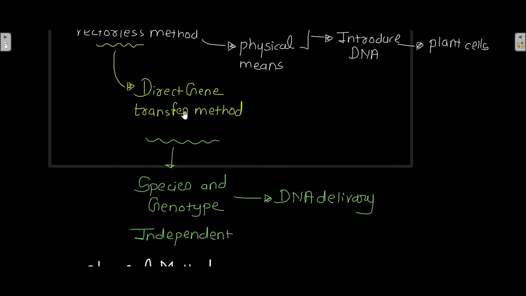Now this direct gene transfer method, or vectorless method, is a species and genotype independent means of DNA delivery. For DNA to be delivered, that phenomenon doesn't depend upon the species and the genotype of a particular organism. It is independent of that.